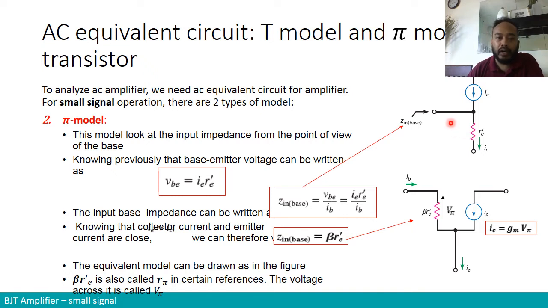We also know from previously that the base-emitter voltage can be written, as in the T model, as VBE equals IE r'e.